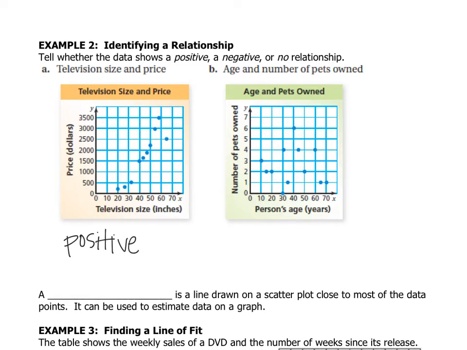relationship. And then for the next one, age and pets owned. Your age is here, and the number of pets is here. You can see the dots are all over the place, and so therefore there is no relationship.